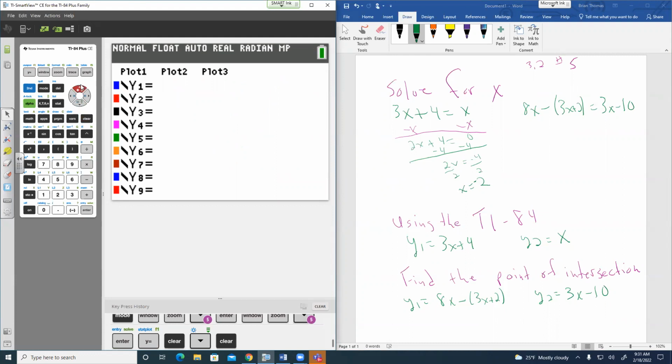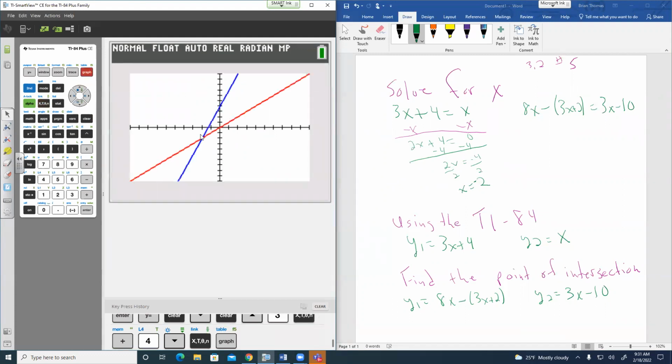So if I go back up to y1, I can actually type this 3x plus 4 into the calculator. 3x plus 4. Come down and hit y2, make that y equals x. Then if I go to graph, notice that we got this point of intersection here. Where the two lines intersect, that is going to be the solution to this equation. And remember, we're solving for x, so we're actually paying attention to the x coordinate. So to find the point of intersection, what we can do is go to calculate.